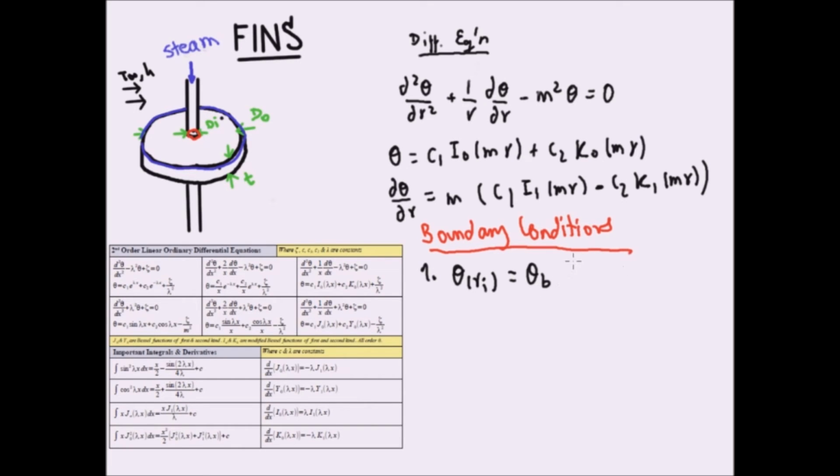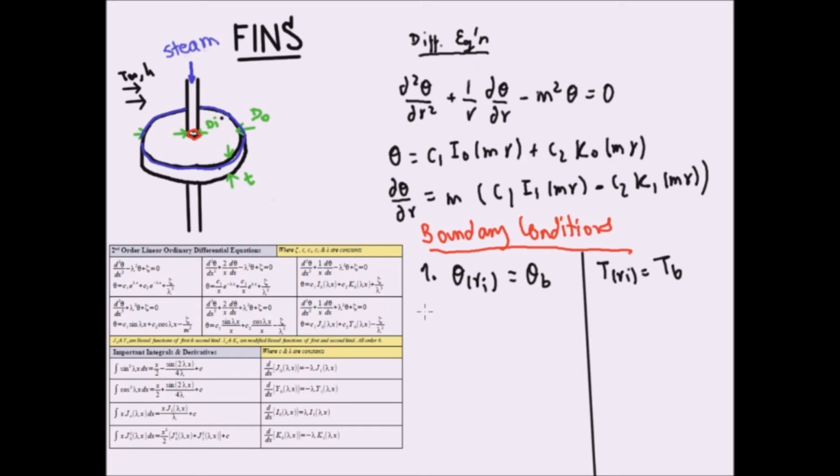Notice that the actual boundary condition without changing variables would just be, I'll just do it here on the right, T evaluated at Ri equals Tb. However, if we add a minus T infinity on both sides, we get the excess temperature equivalent.